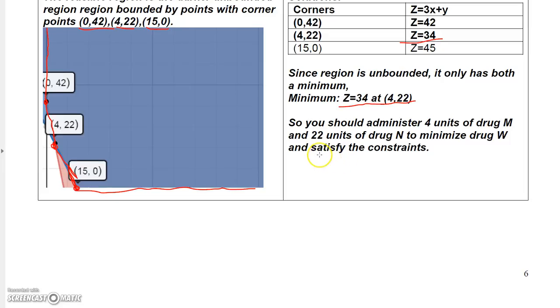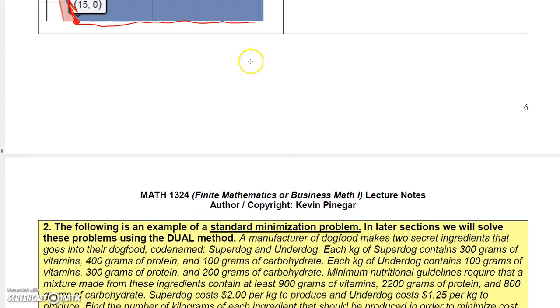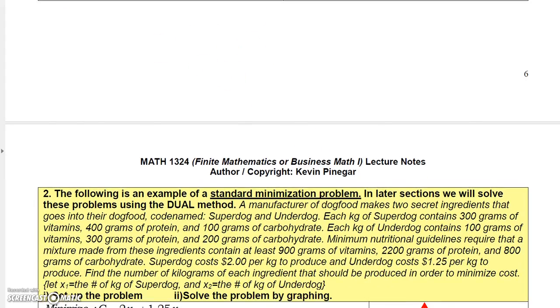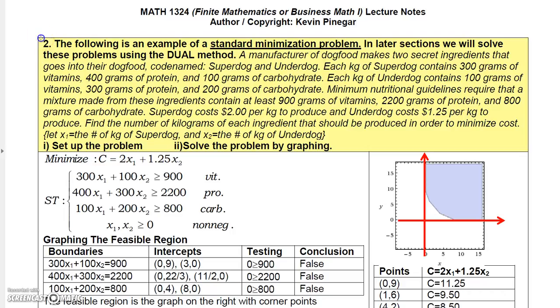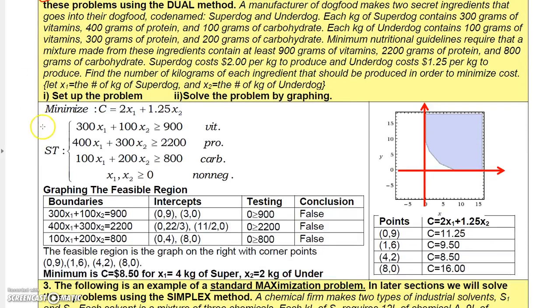satisfy the constraints. So you might want to read the problem before you go through this, because I didn't read it to you. On these last two problems, I just want you to focus on setting them up and read them first. Pause the video and read them.